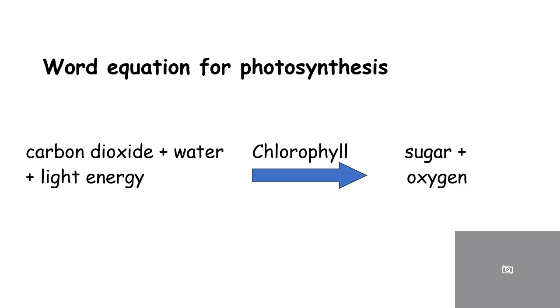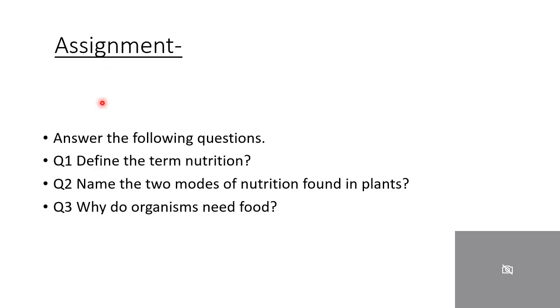Now moving ahead to our assignment part. Here are three questions related to this video which you are going to write in any of your science notebooks or rough notebooks, as already mentioned. The first one is define the term nutrition. The second question is name the two modes of nutrition found in plants. And the third one is why do organisms need food? So write all these three answers.